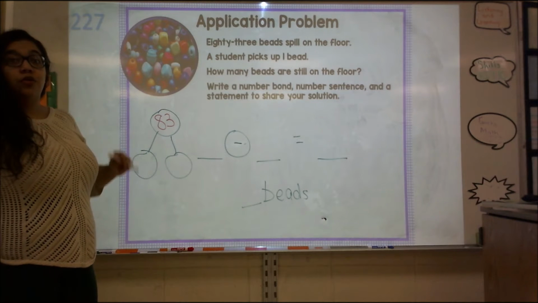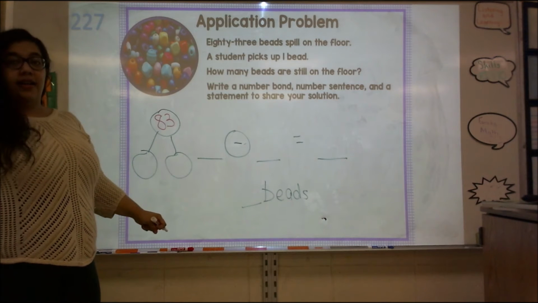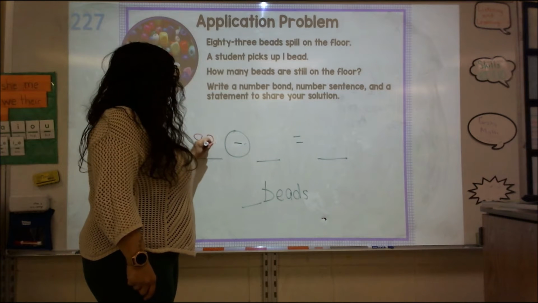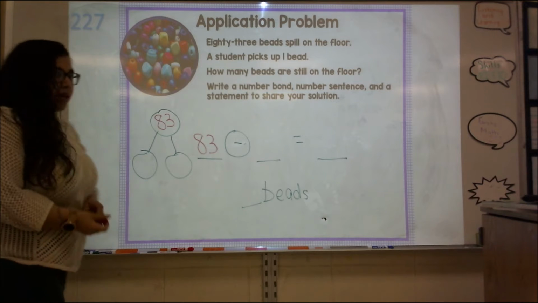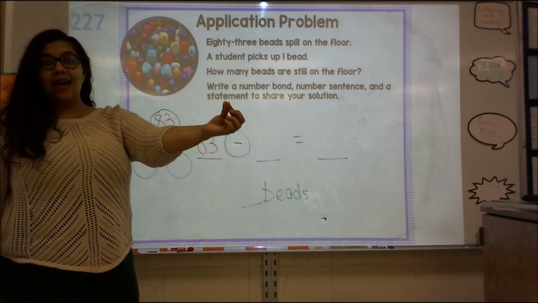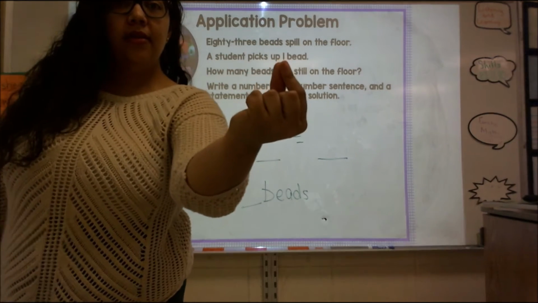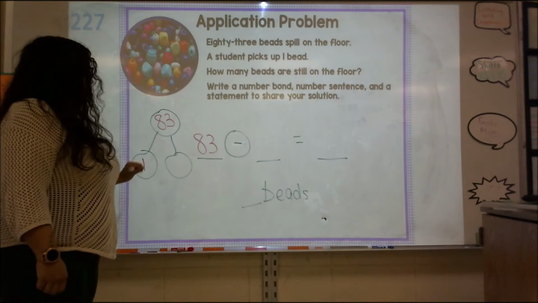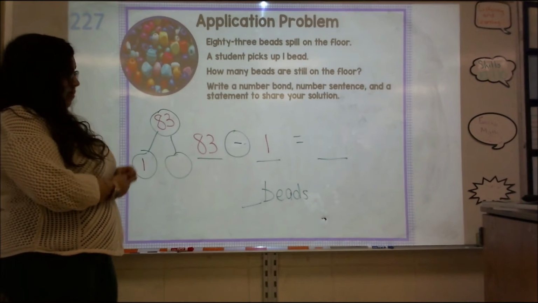We also know we're subtracting, which means we start with a whole and we take away a part to find another part. So that means our subtraction number sentence started with 83. And then it tells us that a student picks up 1 bead. This 1 bead is now not part of this pile on the floor. So how many beads were picked up? 1. Good. So that means 1 is a part, and 83 minus 1 is equal to the remaining beads.